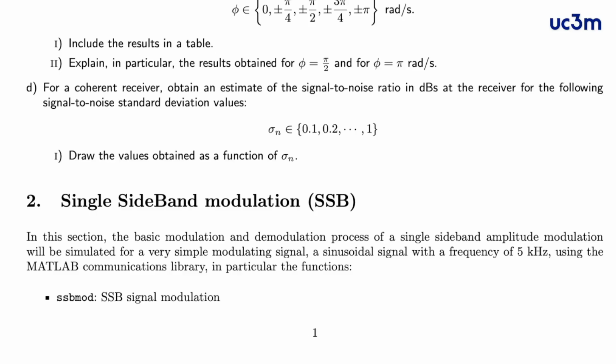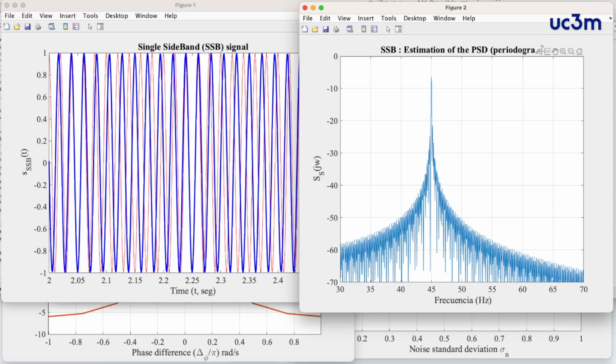In the second section, we repeat this procedure for the single sideband modulation. In this case, we have a lower sideband variant. This means that the component that we had previously at 55 kHz is removed, and we only have the component at 45 kHz.